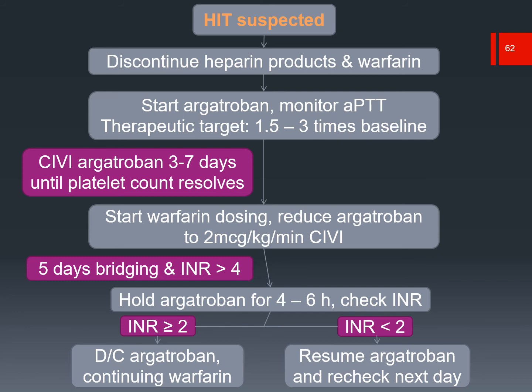So we turn back on the argatroban at the 2 micrograms per kilogram per minute and continue the warfarin, potentially adjusting the dose or just waiting until their INR is stable at above 2. When we put back on the argatroban and the warfarin together, we are looking for that INR to be elevated to above 4 in order for the warfarin to be expected to be above 2 on its own.